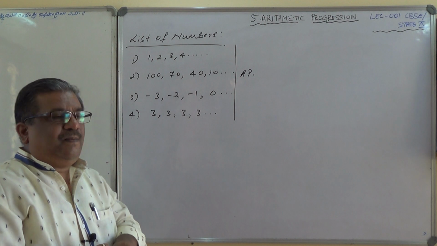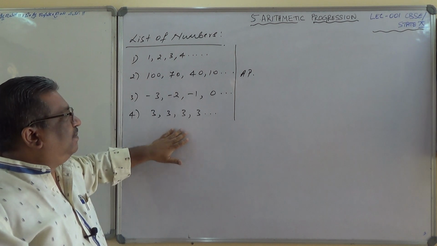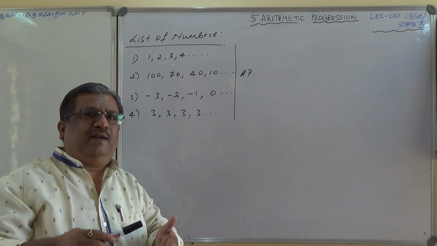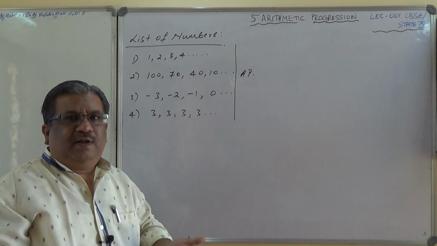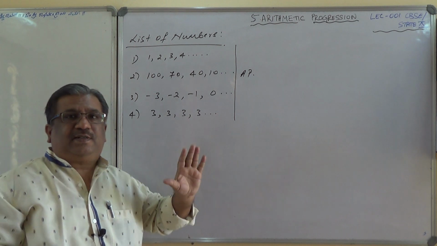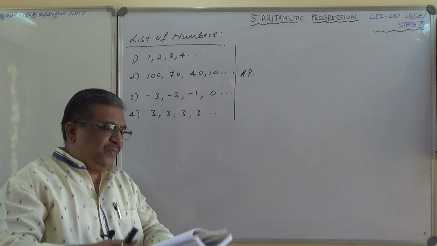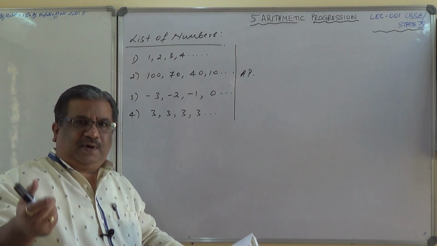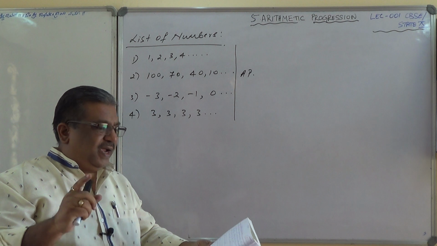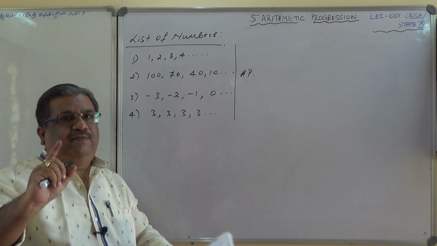All these lists of numbers are nothing but an arrangement, isn't it? It is an arrangement of numbers in a particular order with a certain rule. So such lists of numbers are called arithmetic progressions. Conceptually, how do you understand this arithmetic progression? An arithmetic progression is a list of numbers in which each term is obtained by adding a fixed number to the preceding term except the first term, isn't it?